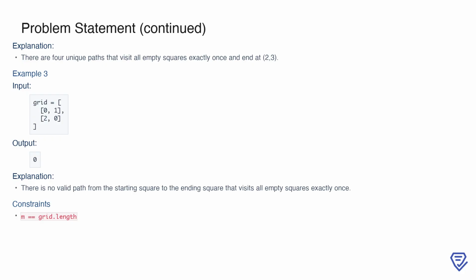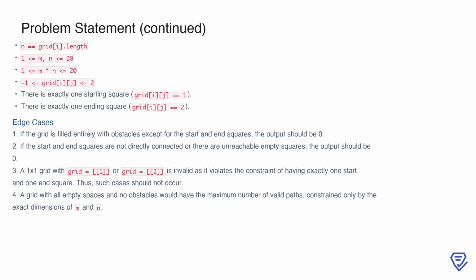On the other hand, if we consider a smaller grid, such as a 2x2 grid where the start and end squares are diagonally opposite, it's possible for no valid paths to exist. For instance, if there's no route that allows us to visit all empty squares exactly once, the output would simply be 0. It's also important to evaluate the problem under specific constraints and edge cases.